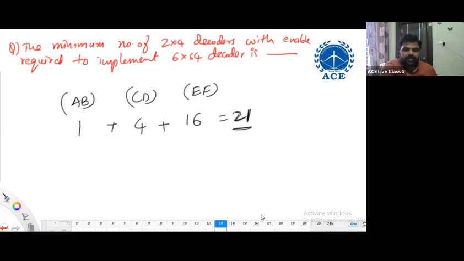Arun Revanta, check your mistake, where you have made a mistake. Some people are saying 17. I can see what they have done: 16 and 1, 16 in the end stage, 1. But with 1 2 to 4 decoder, how can I enable 16 2 to 4 decoders? Not possible, right? So to enable 16 2 to 4 decoders, we need to have 16 lines. To produce 16 lines using 2 to 4 decoders, we need 1 plus 4, it is 5 2 to 4 decoders.